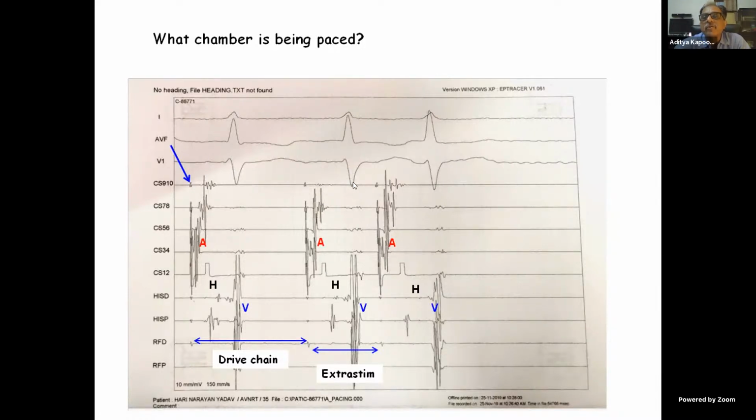I will only follow A and V. I'll follow, say, CS 7, 8, A to V, A to V, A to V. Correct? And once I stop pacing, nothing extra comes. Okay? Pacing ended, sinus rhythm came. This is the normal thing. So when I show the next tracing, you just follow the A to V, A to V, A to V, and then quiescence. Nothing happens. Okay?